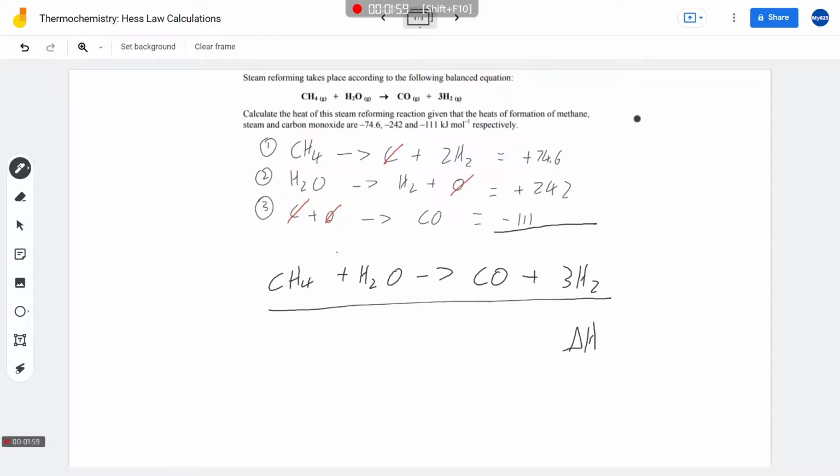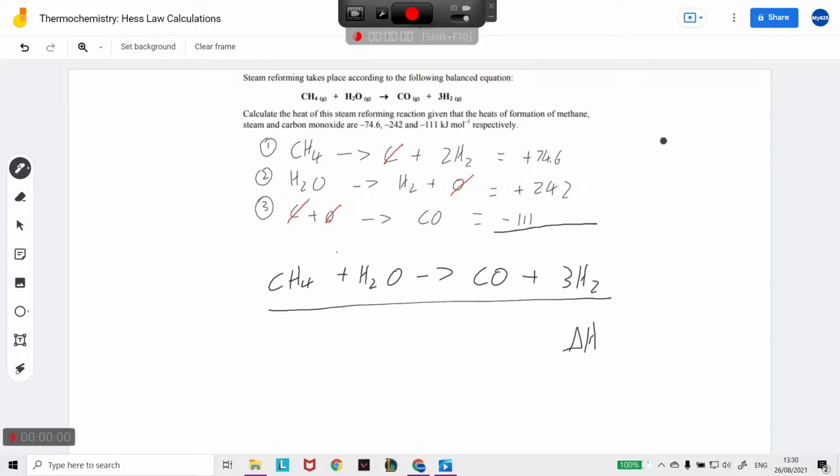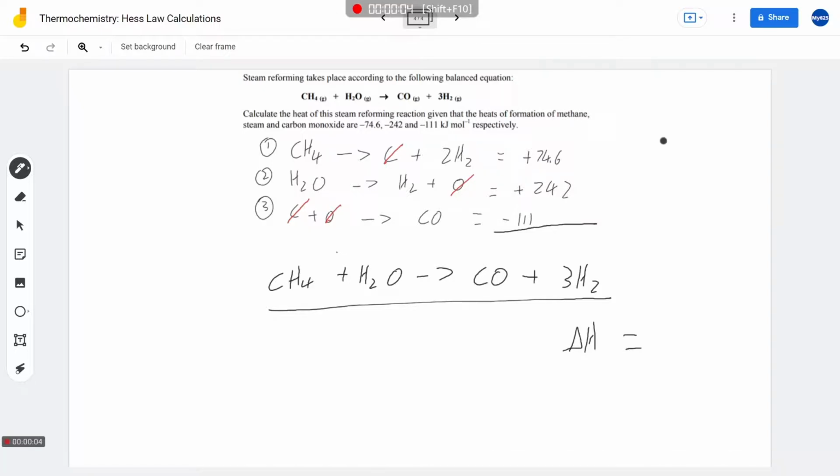And so if we just calculate that, we should get 74.6 plus 242 minus 111, if we use our calculator, should be plus 205.6. And remembering our units there of heat changes in reactions is kilojoules per mole.